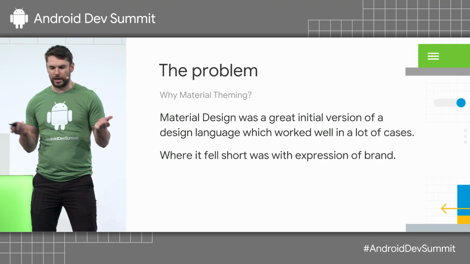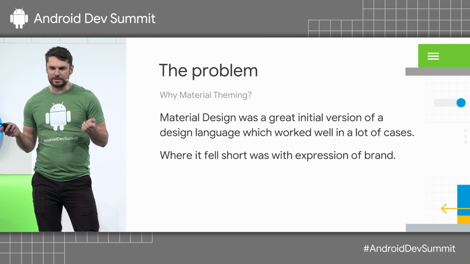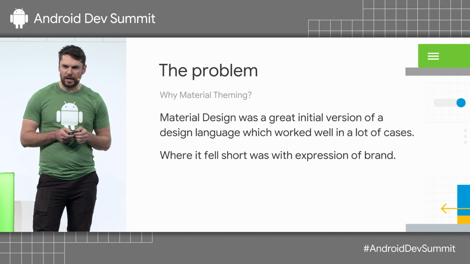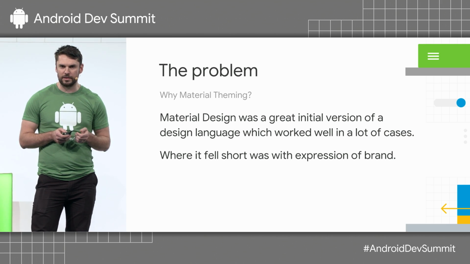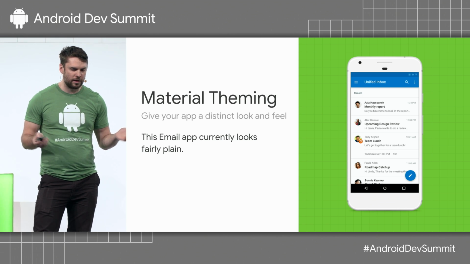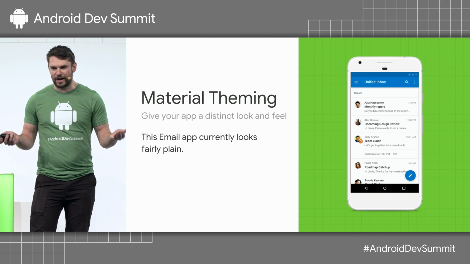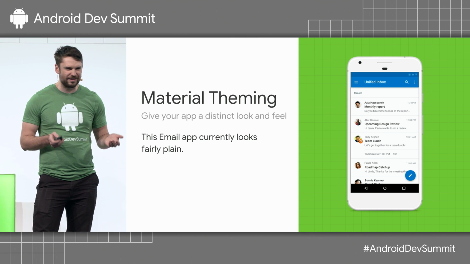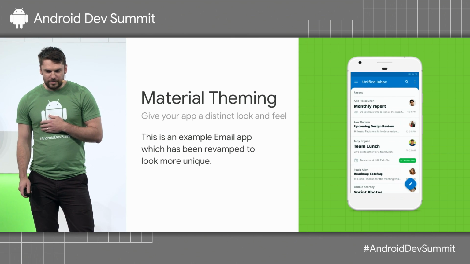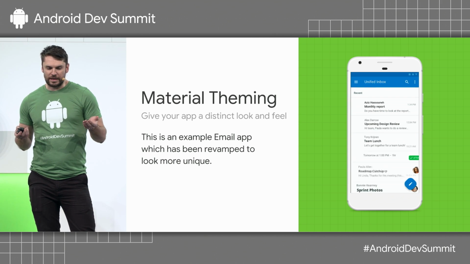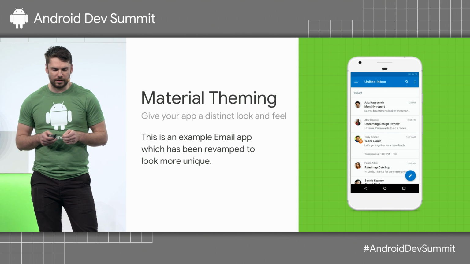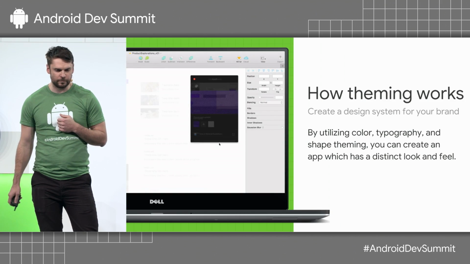So material theming. What was the original problem with material design? Well, it was a great initial version of a design system. It worked well in a lot of cases, but it fell short with the expression of brand. So here's an example of an email app. And it looks kind of like every other app that uses material design, and it's kind of hard to tell that it's even an email app, in my opinion. Here's an example of the kinds of things that you can do with material theming to make your app stand out. And we're going to get into those details in a bit.